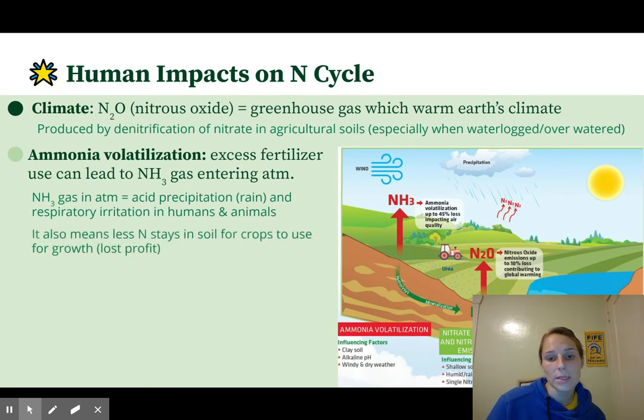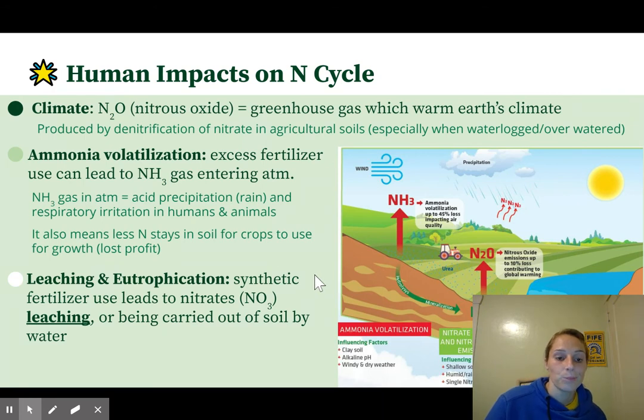What this also means is that because it's going up into the atmosphere, there's less nitrogen staying in the soil for the crops to use, which is not ideal for farmers because then they're losing money. They paid all this money for this fertilizer that's not even going towards their plants. It's just going towards acid rain.